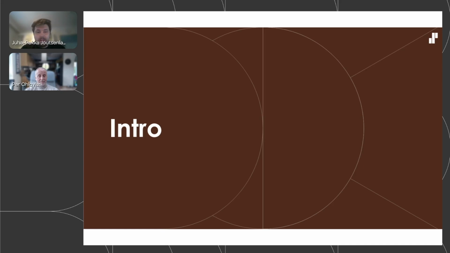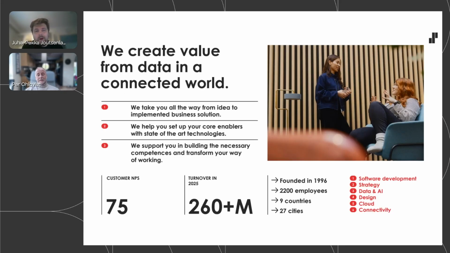But yeah, let's start with the intros. So first, what is Solita? So we are an organization with over 2,000 people operating in nine countries, mainly Nordics and Central Europe. We are a consultation company doing a lot of different areas, basically covering business, technologies, people aspects. So we have design, strategy, data, AI, cloud, connectivity, software development. So quite comprehensive understanding in this area.